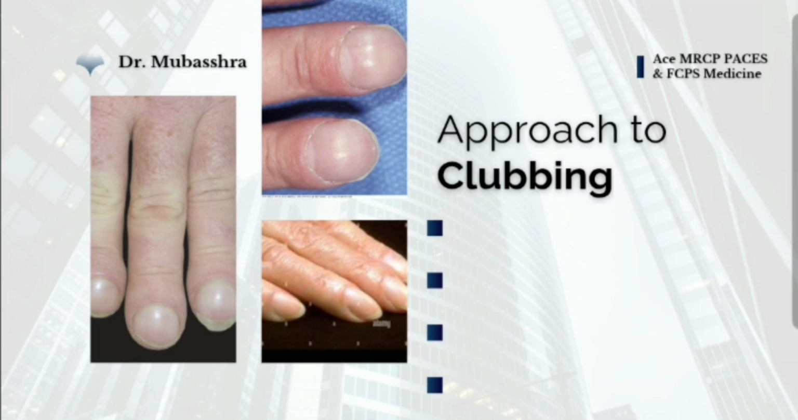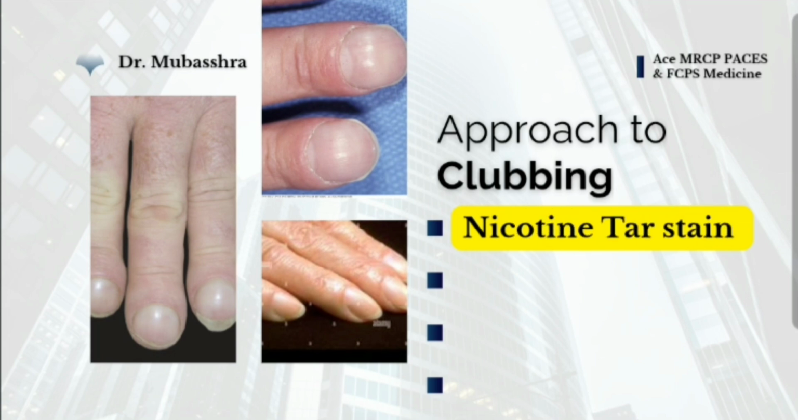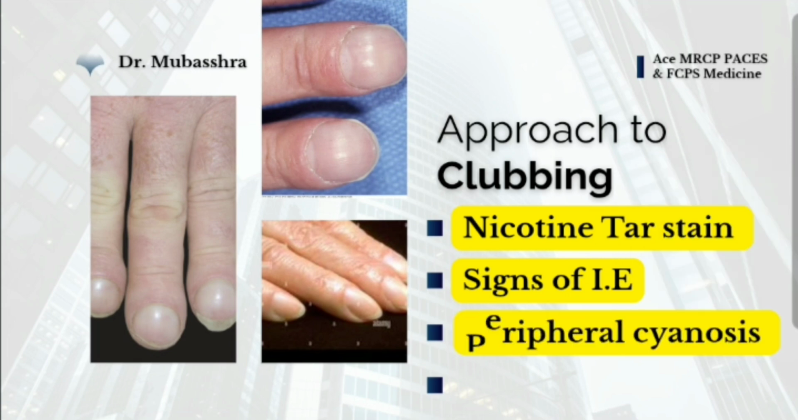For example, you will look for the following signs. First of all, you will look for nicotine tar staining of fingers. You will look for signs of infective endocarditis, that is, splinter hemorrhages, Janeway lesions, and Osler nodes. Also, you will look for peripheral cyanosis and palpate the wrist joint for tenderness, that is, hypertrophic pulmonary osteoarthropathy, and I mean this HPOA, which is because of rapid painful clubbing, which is nearly always caused by bronchogenic carcinoma.